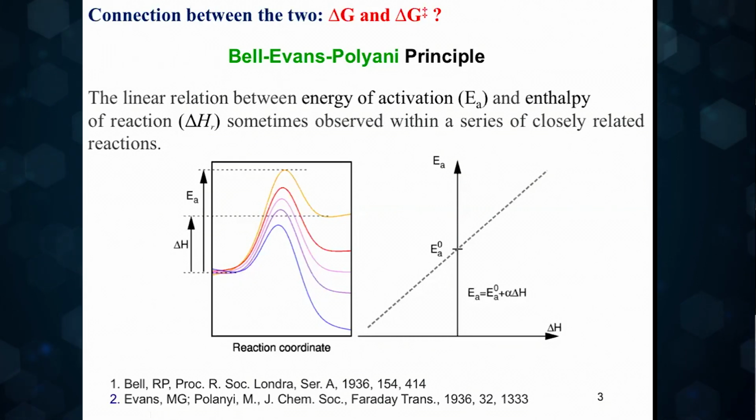So typically, what Bell, Evans, and Polanyi predicted is that endothermic reactions, for which the delta G of the reaction is positive, have higher activation energy, whereas exothermic reactions have lower activation energy. And he, of course, was able to draw a linear extrapolation where he was able to connect the activation energy of a reaction with that of the free energy of the reaction.